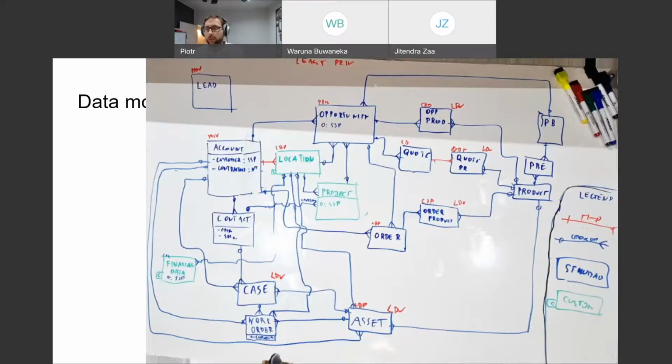So, for understanding of the diagram, the blue are standard objects, green are custom objects, and red is master-detail. I'm going with the least privilege assumption, so if not stated differently, all others are private. First of all, we're going to have our lead, which would be assigned to our system specialist.